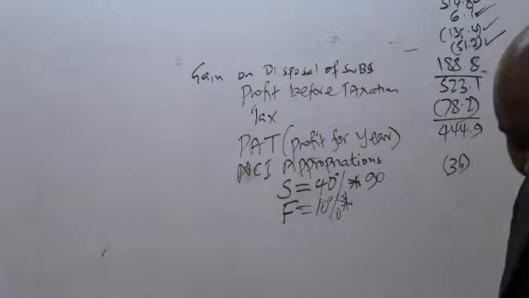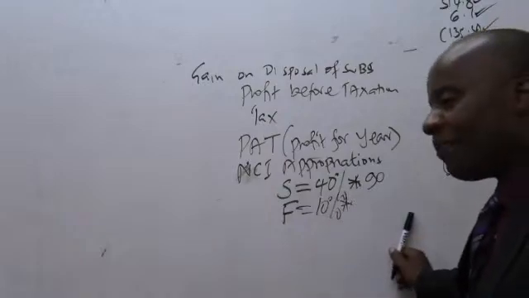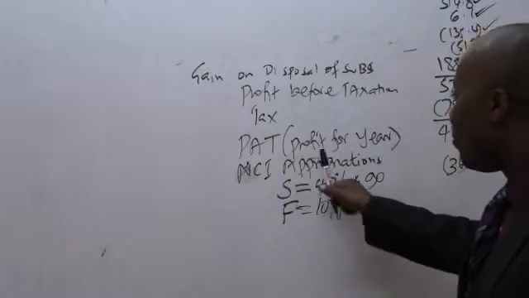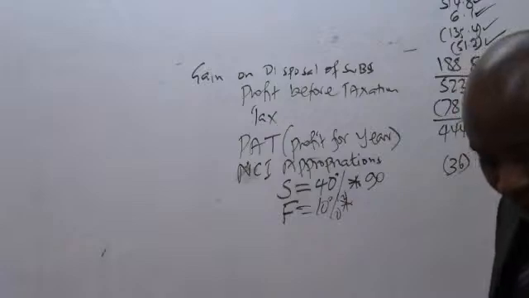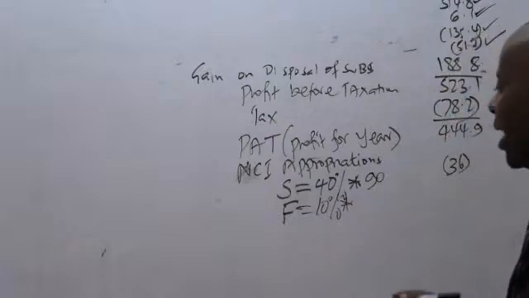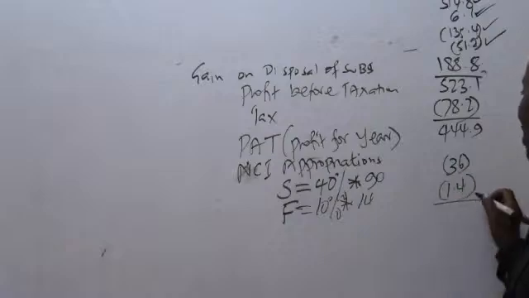Do not do the appropriation of comprehensive income. You do the appropriation of profit after tax. So they tell me that for F it's supposed to be 14. So 10% of 14 will give me 1.4. So please come and subtract there.